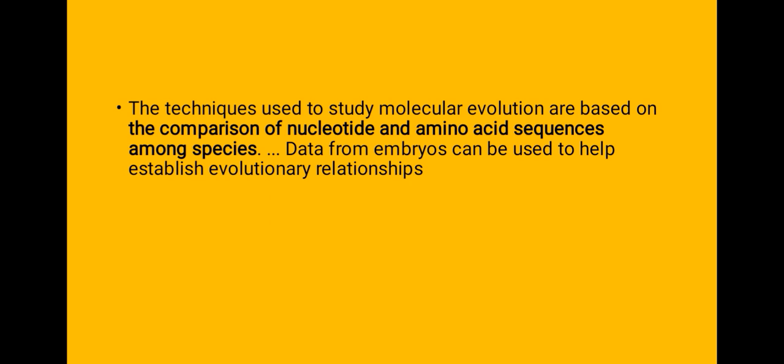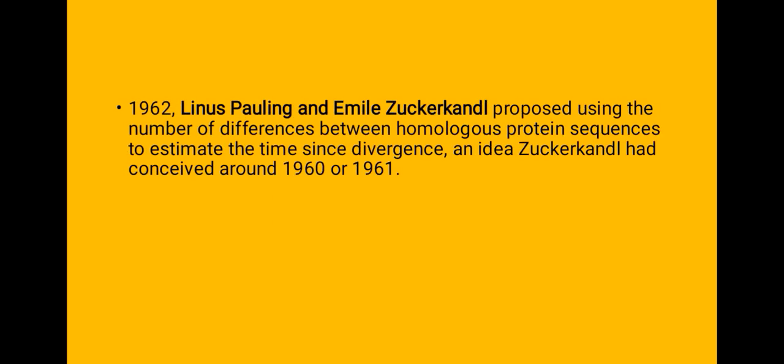Data from embryos can be used to help establish evolutionary relationships. In 1962, Linus Pauling and Emile Zuckerkandl proposed using the number of differences between homologous protein sequences to establish the time since divergence, an idea Zuckerkandl had received around 1960 or 1961.